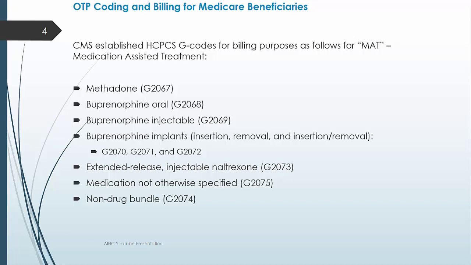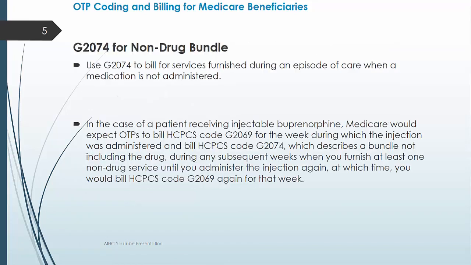NonDrug Bundle is coded as G2074. Let's talk more about the NonDrug Bundle on the next slide. Okay, so for code G2074, CMS gives us an example. A patient receives an injectable buprenorphine on, let's say, week number 1. And so Medicare would then expect you to bill using code G2069 for that week number 1.